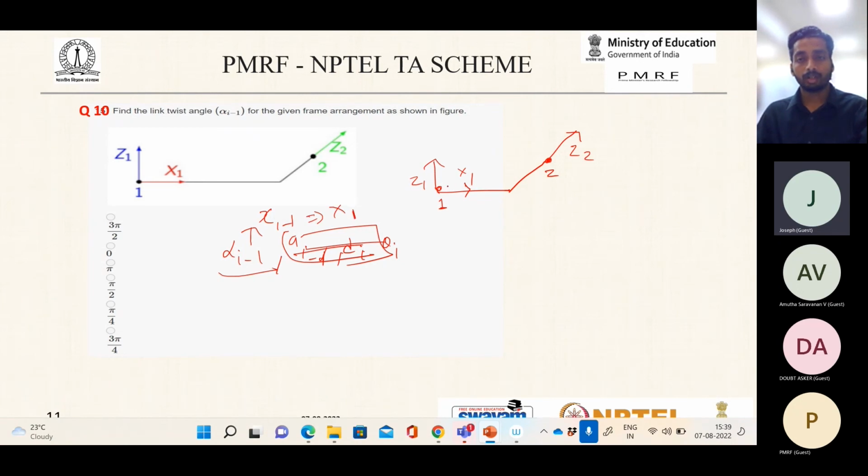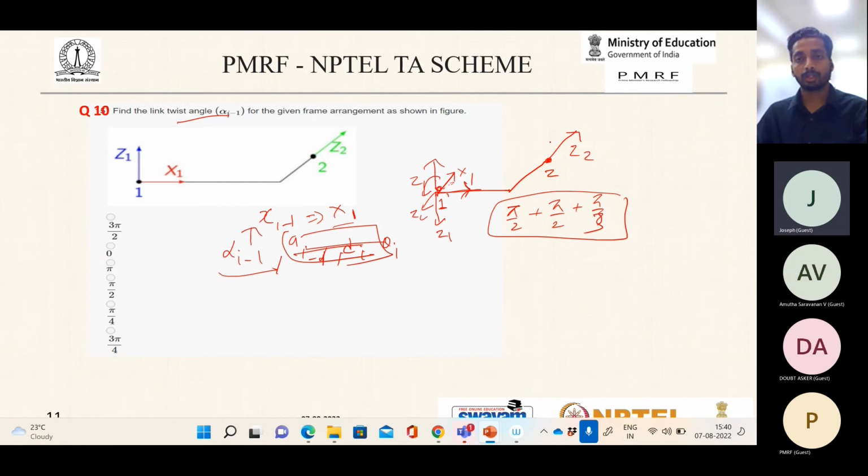Right. Now we have to find that angle with respect to x1, so that if you rotate z1 along x1, it will align with z2, right? And that angle is nothing but the link twist angle. So this is x1 and we have to rotate z1. If you rotate z1 by 90°, it will come parallel to this, right? So this will be z1. And again, if you rotate by 90°, it will come here. And again, if you rotate 90°, it will come here. So we rotate by pi by 2, pi by 2 plus pi by 2, 3 times, and it will become parallel to z2. So that is what we want, right?